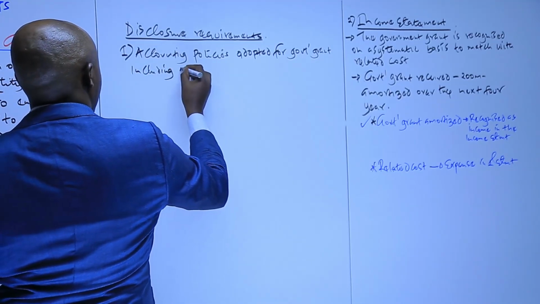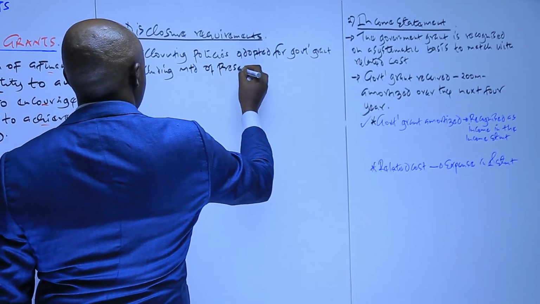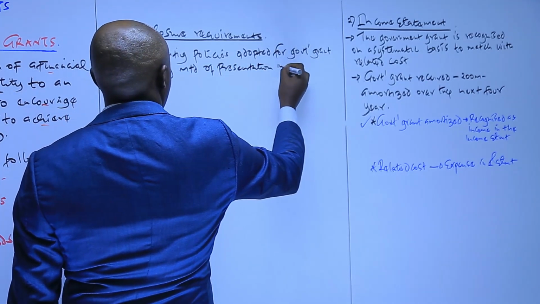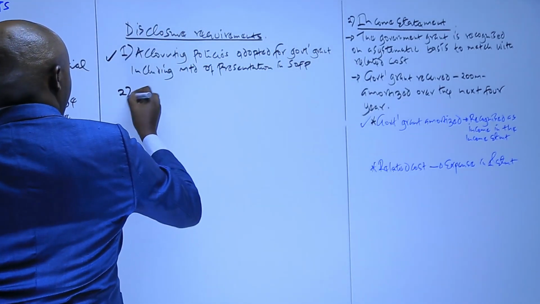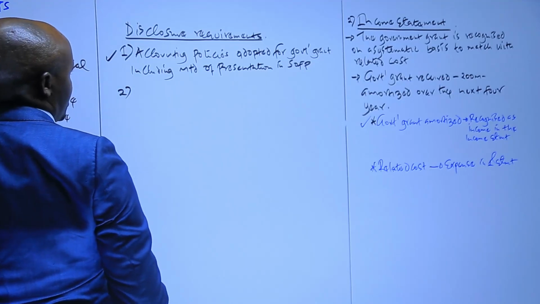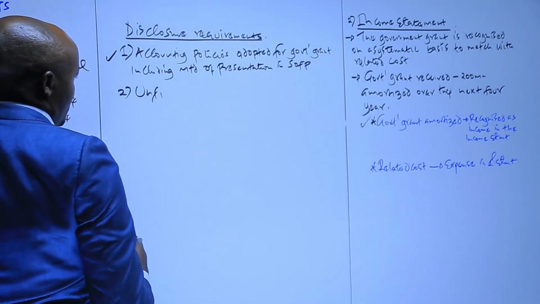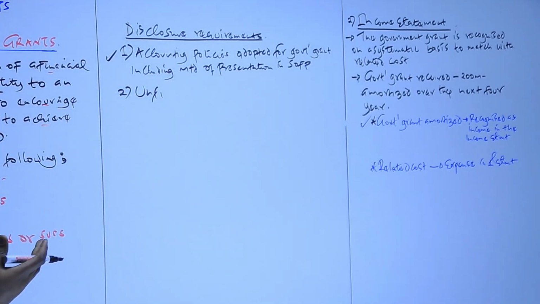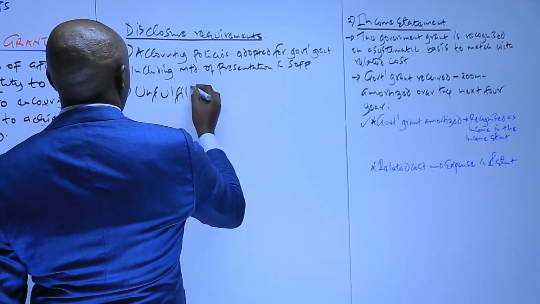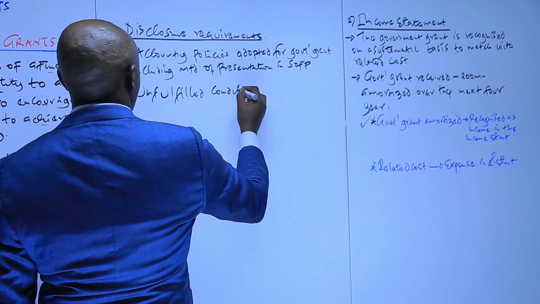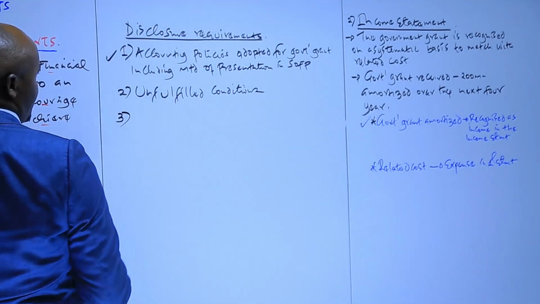including methods of presentation in the statement of financial position. That is the first information to be disclosed. Number two, the company should also disclose those particular conditions which have not been fulfilled at the end of each year. So we talk of unfulfilled conditions. Which conditions were not yet fulfilled when the year was coming to an end?